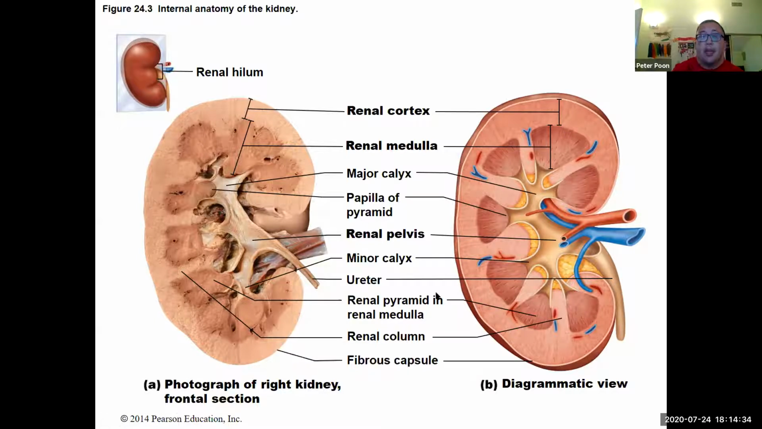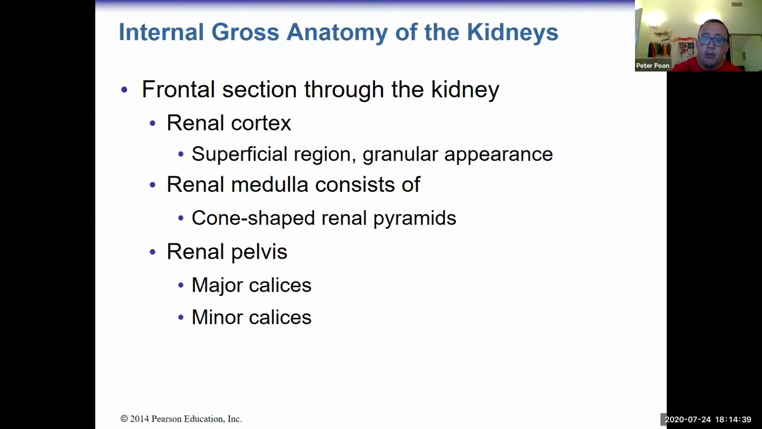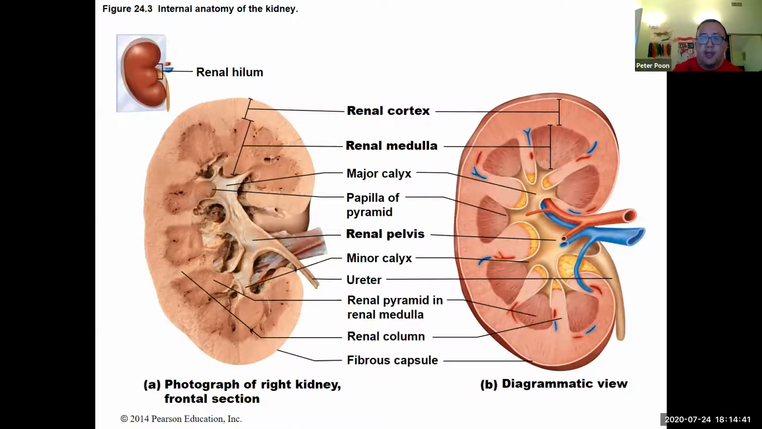And then the last part is the renal pelvis. The renal pelvis consists of the minor calyces and major calyces. The minor calyces merge into major calyces, and the major calyces combine into the renal pelvis right here. And then from the renal pelvis, it drains into the ureter.